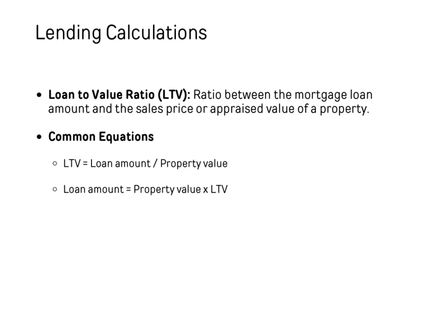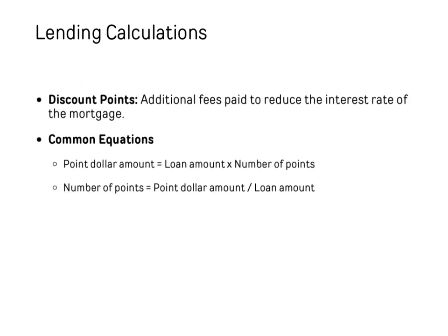Lending calculations: loan to value ratio, LTV. The ratio between the mortgage loan amount and the sales price or appraised value of a property. Common equations: LTV = loan amount / property value. Loan amount = property value x LTV. Discount points are additional fees paid to reduce the interest rate of the mortgage.